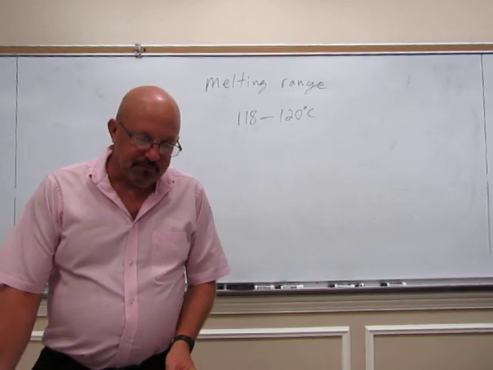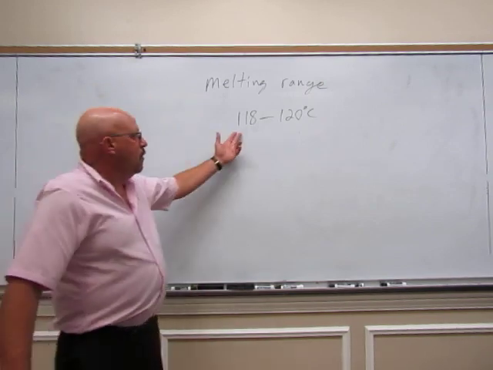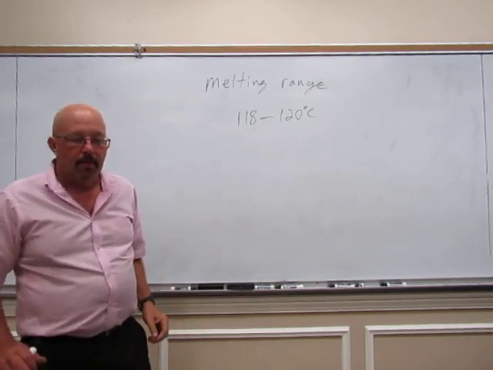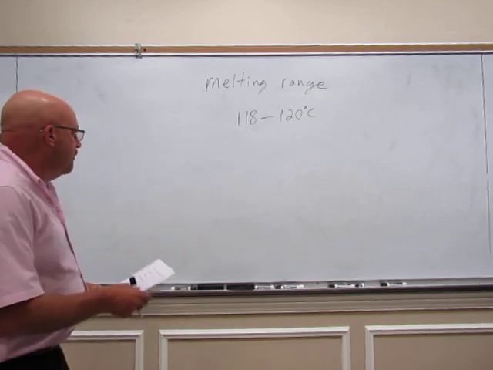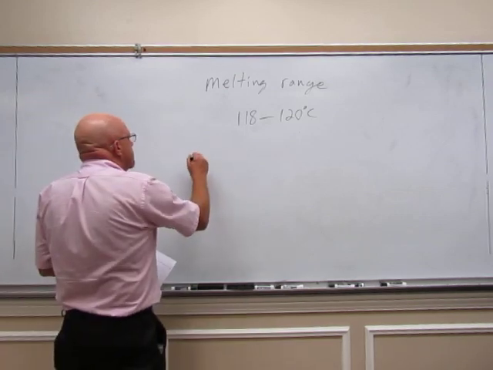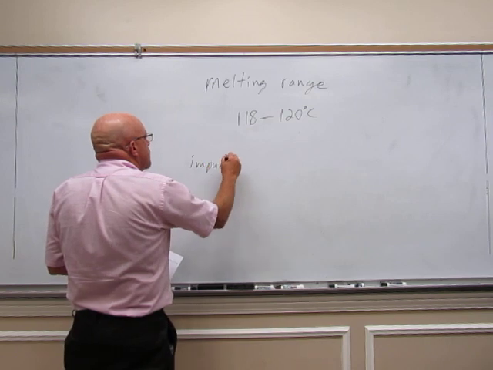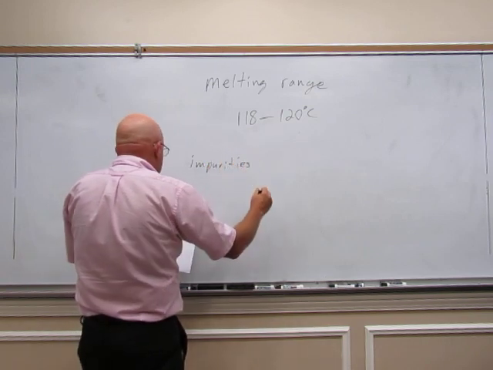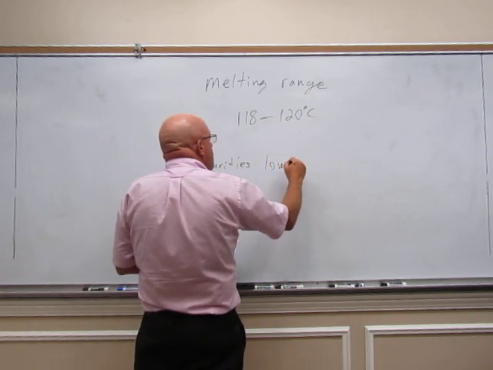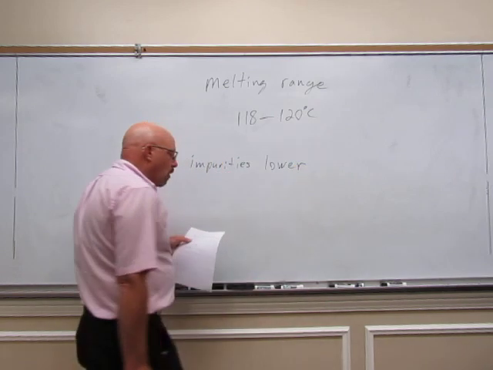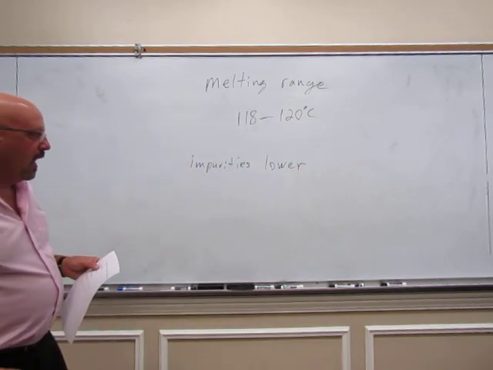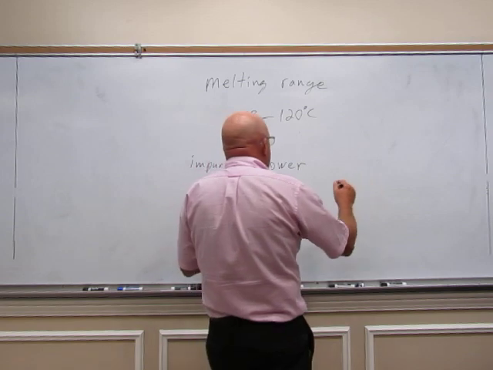Now, this range will tell us something. Impurities in the crystal will lower our melting range and will also broaden the range.